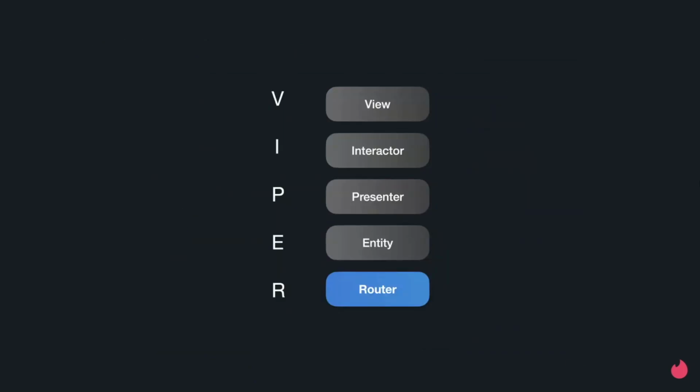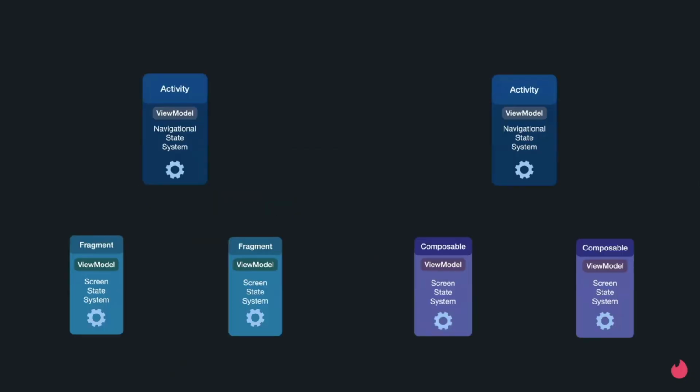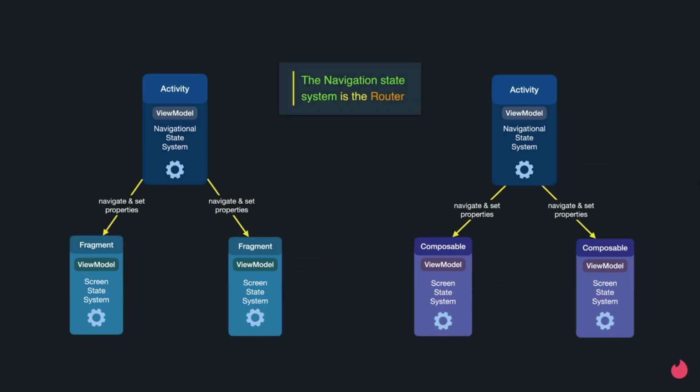If we recall VIPER from earlier, the router here is given special consideration as the component used by the presenter to handle navigation. The idea of a router comes into play here when we talk about the highest level navigational state. In general, with navigation, the highest level component provides the screens with what they need to be independent and manage their own state. The navigational state system is starting to look like the idea of a router.